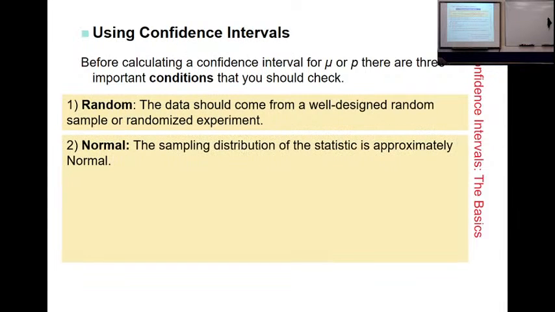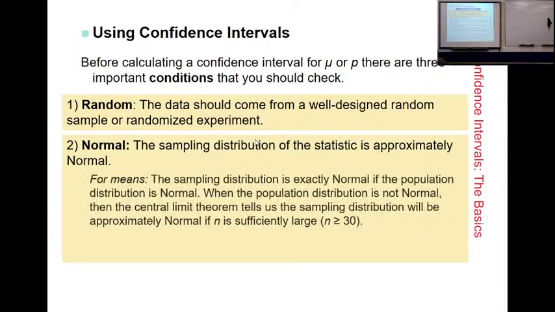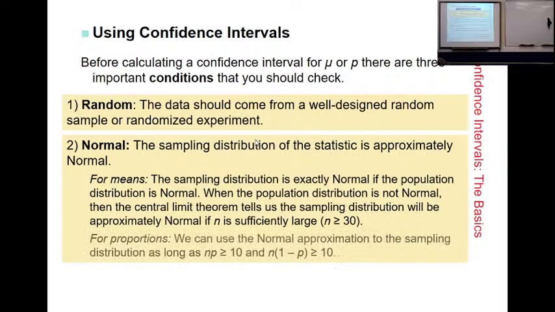Normal. Sampling distribution, we're saying we can use an approximately normal distribution. So you should know this from last chapter. Our condition for normal for proportions was n times p and n times 1 minus p, both being at least 10. For means, the condition was n being at least 30. We talked about why that was in the last chapter.